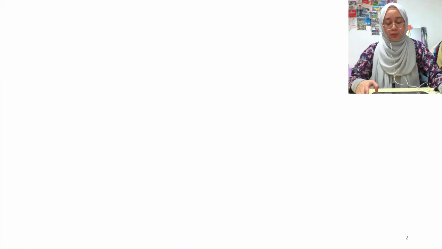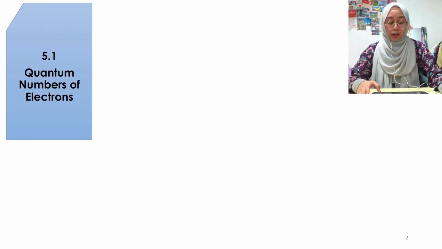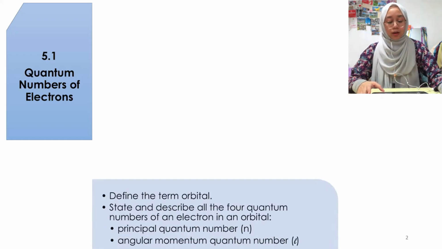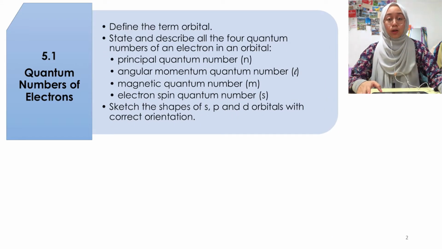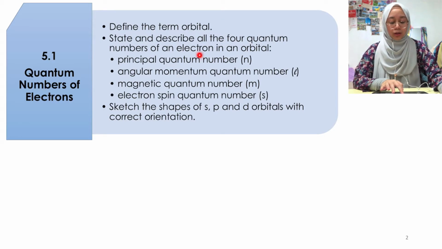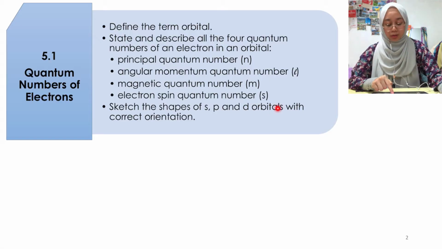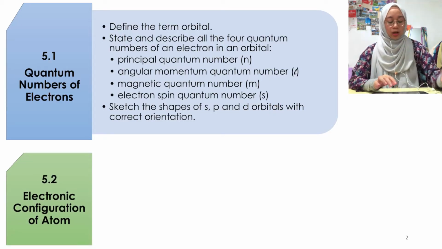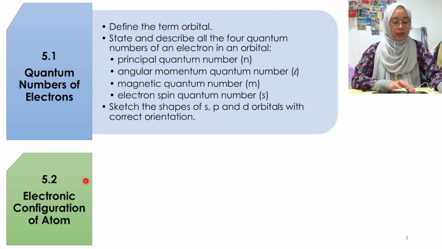So in this particular subtopic 5.1, quantum numbers of electrons, there are a few learning outcomes. Basically we are going to be learning about orbital, and then the quantum numbers of electron, and then we are going to learn how to sketch the shapes of s, p and d orbitals. Okay, and then the next one is 5.2, which is electronic configuration of atom.